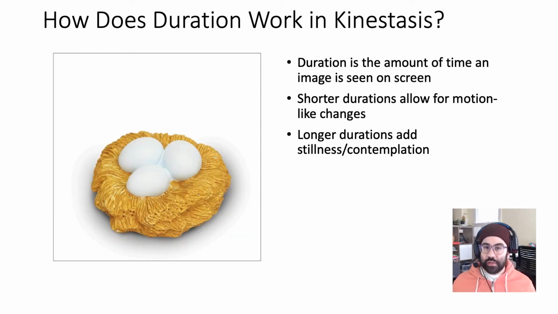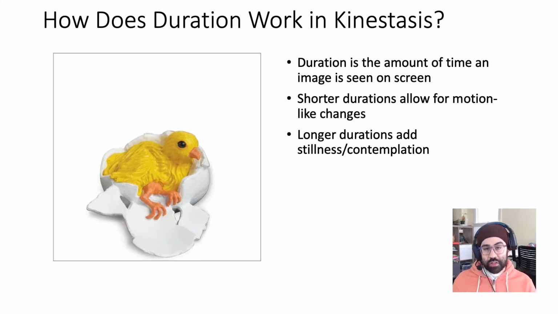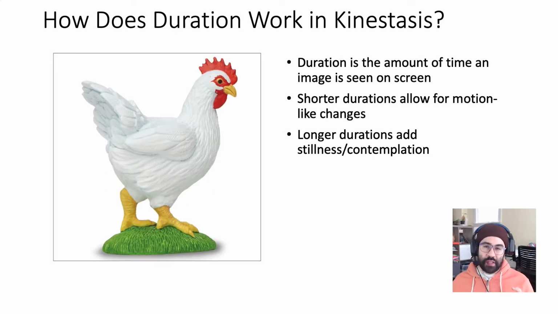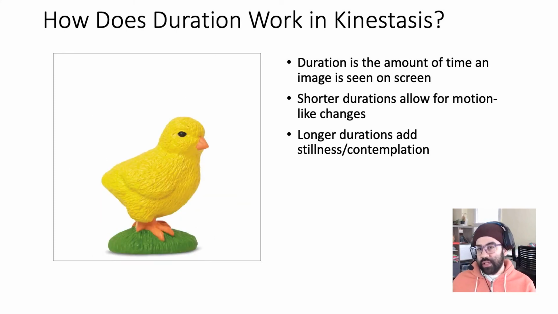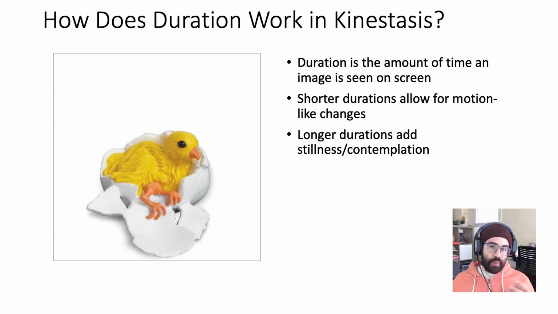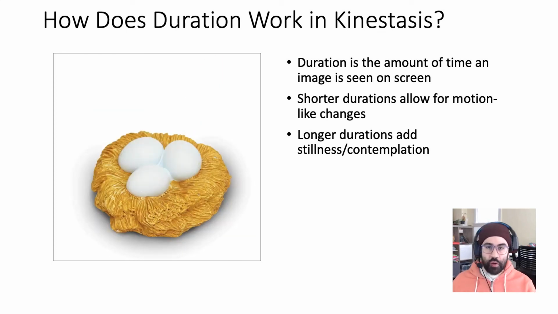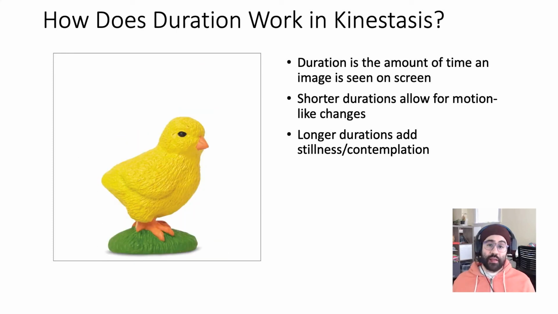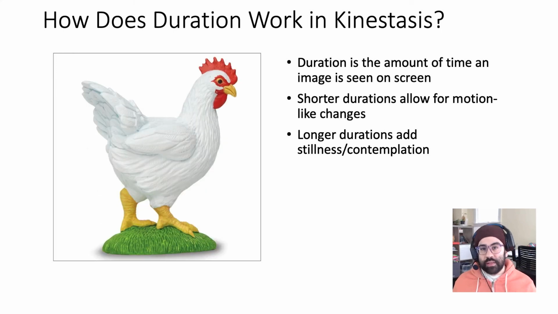Sequence often goes right along with duration, and that's just the amount of time an image is seen on screen. Shorter durations, like the ones we see here, allow for a little bit more motion-like changes, where we're not really getting enough time to contemplate each individual image. It's more about the changes that are happening over the succession of multiple images. Longer durations, on the other hand, give a feeling of stillness and might give the viewer more of a chance to contemplate a singular image.